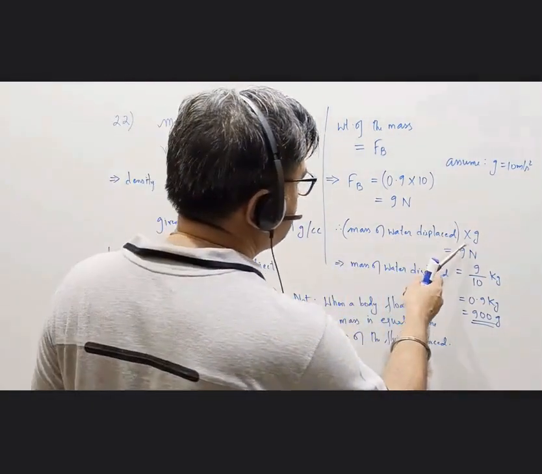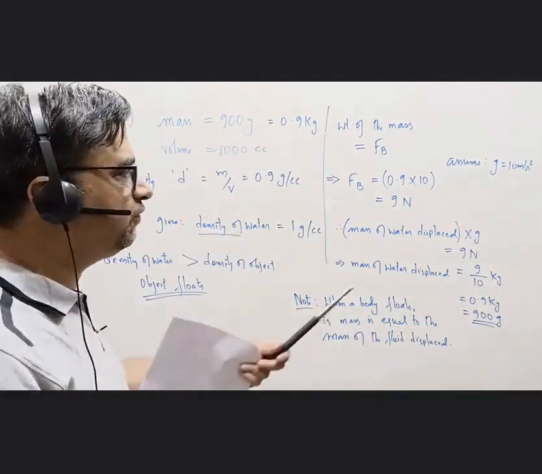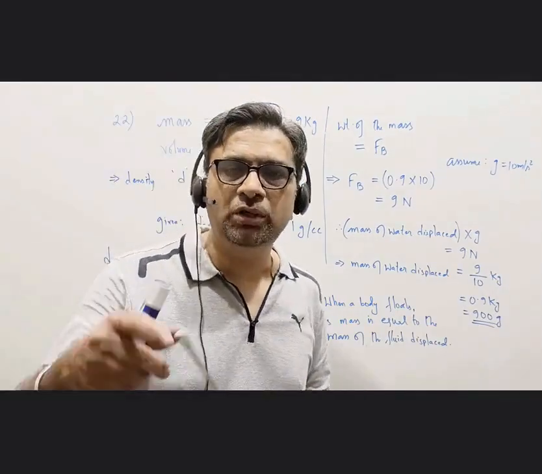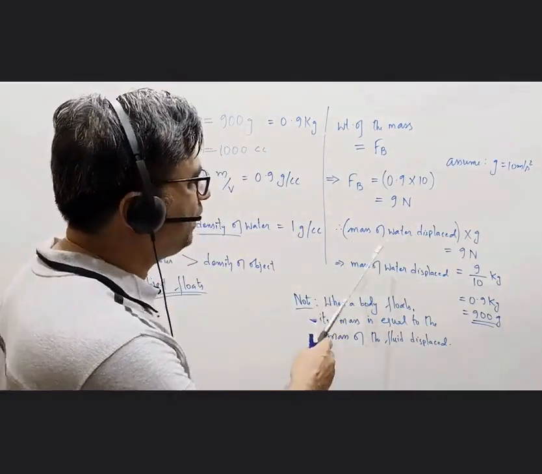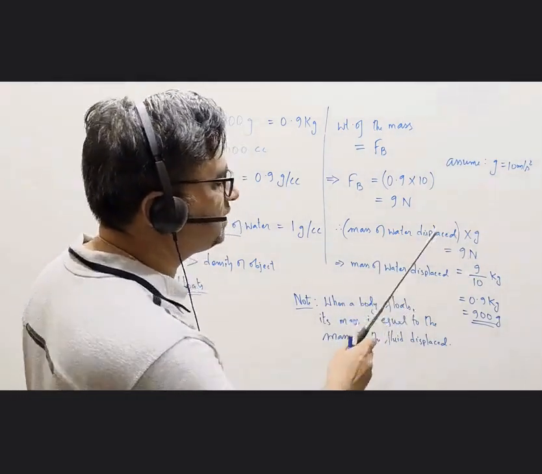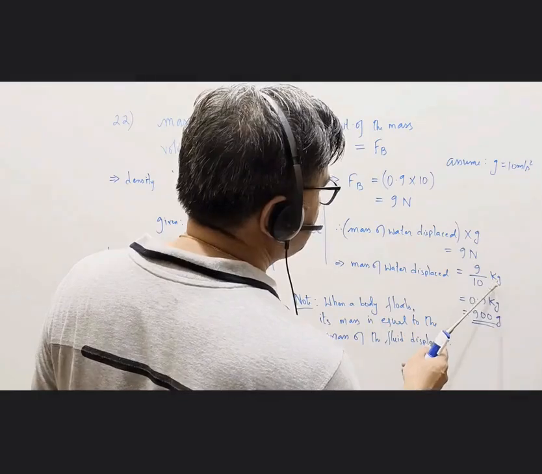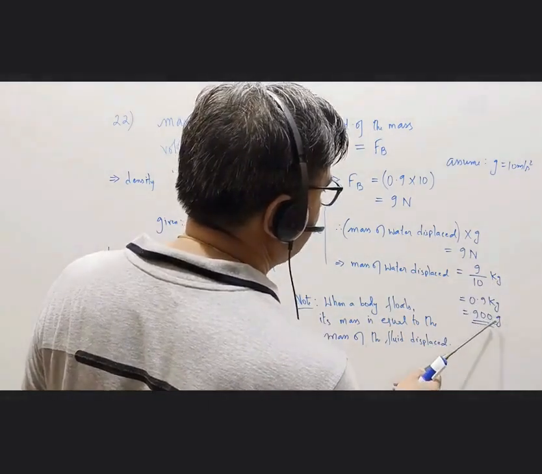Mass of the water displaced into g is that not the buoyant force? The buoyant force is equal to the weight of the liquid displaced. So weight is mass times g, and that's equal to 9 Newton. Therefore, the mass of water displaced will come to 9 divided by 10, because g is 10. So it comes to 0.9 kg, which is 900 grams.